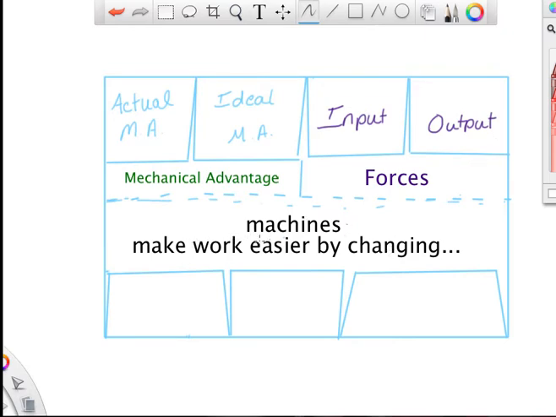Now, there are 3 ways machines make work easier. This is going to be flap number 1, this is going to be the second way, and this is going to be the third way that machines make work easier. So now we're actually going to open up our foldable, and we're going to look into these first 2 mechanical advantage flaps. So right now open up your first 2 mechanical advantage flaps, your actual and ideal, and we're going to write inside.